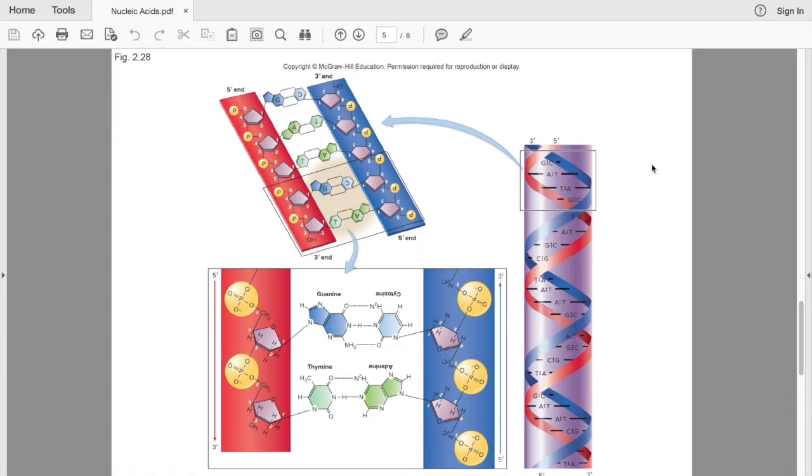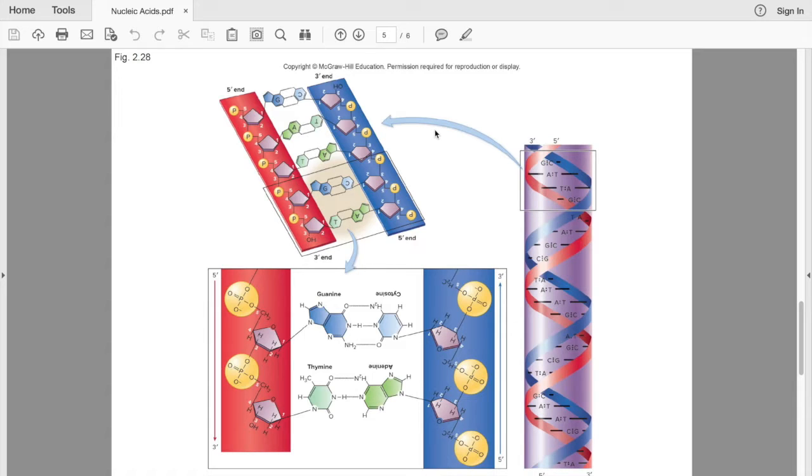Let's zoom in and get a better look at this. What I want you to see is we've got a 5' end on the left. Our red strand, our blue strand is 3' at the top, 5' at the bottom, and you'll see how they've actually made everything upside down on the right, because they are running in opposite directions to each other.